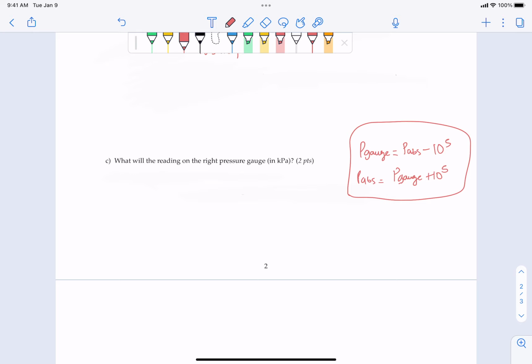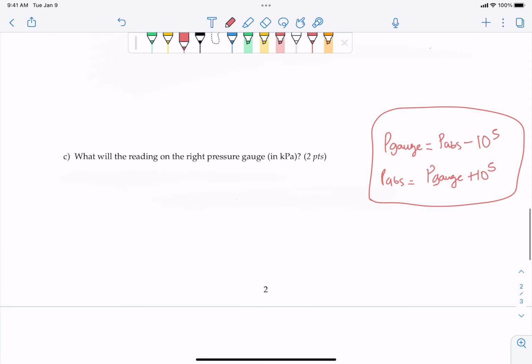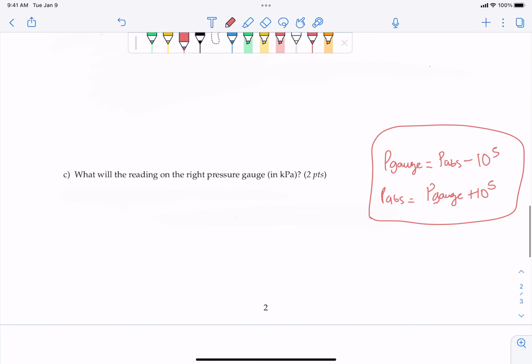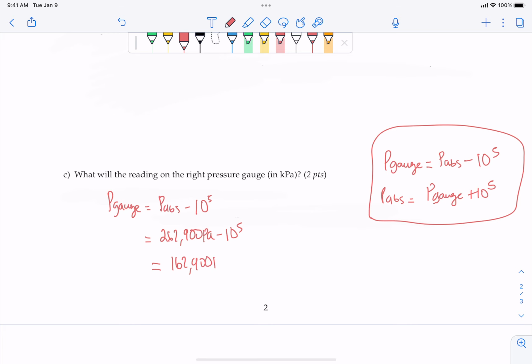And so yeah, 162,900 for the right pressure gauge, right? Because if we want to figure out P gauge, we take P absolute on the right minus 10 to the fifth, right? So that's 262,900 pascals minus 10 to the fifth, and that should give us 162,900 pascals, right?